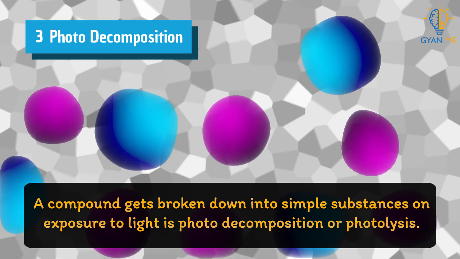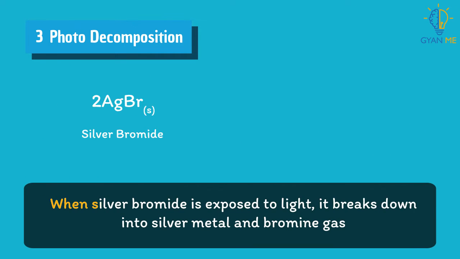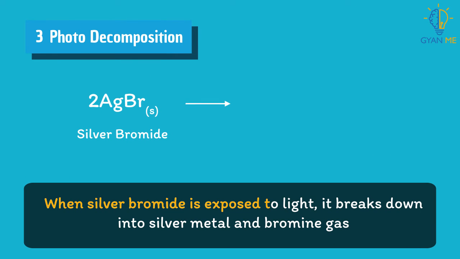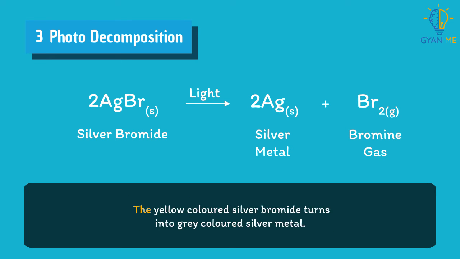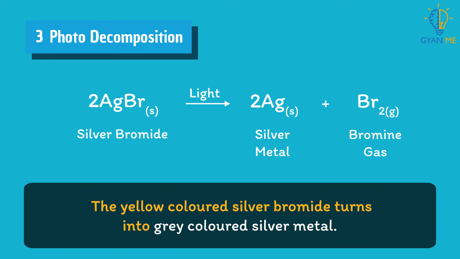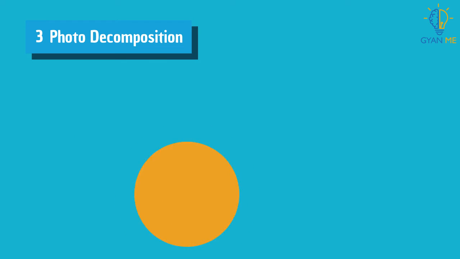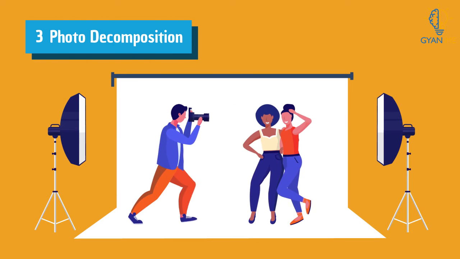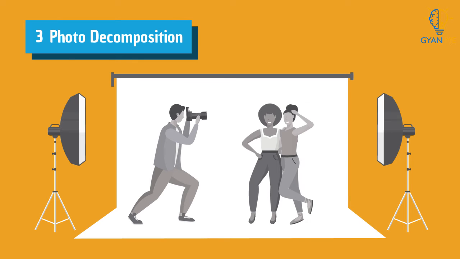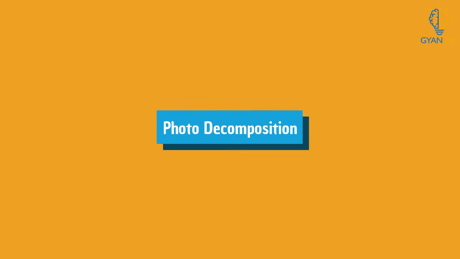or photolysis. For example, when silver bromide is exposed to light, it breaks down into silver metal and bromine gas. The yellow colored silver bromide turns into grey colored silver metal. You know, this reaction is used in black and white photography? Yes, it is. Let's do an experiment to understand photolysis in a better way.